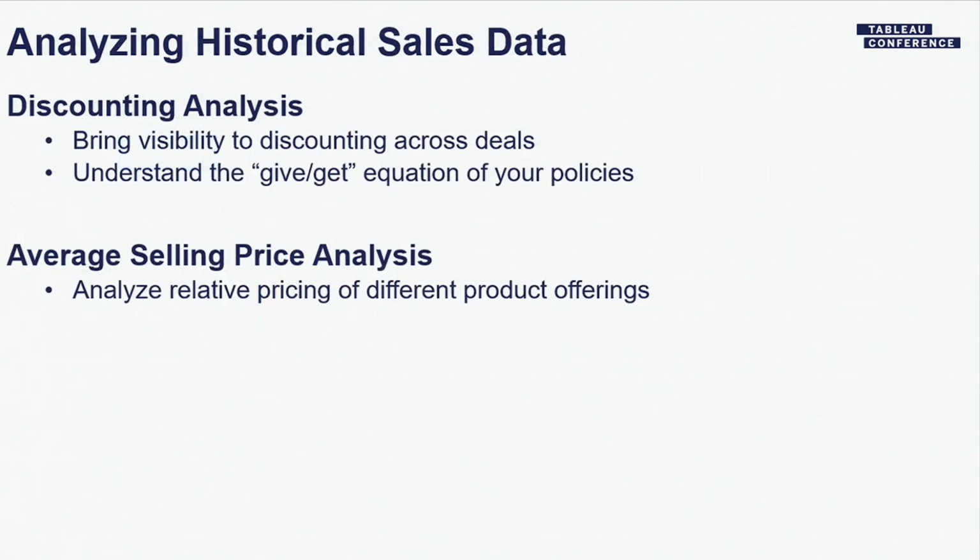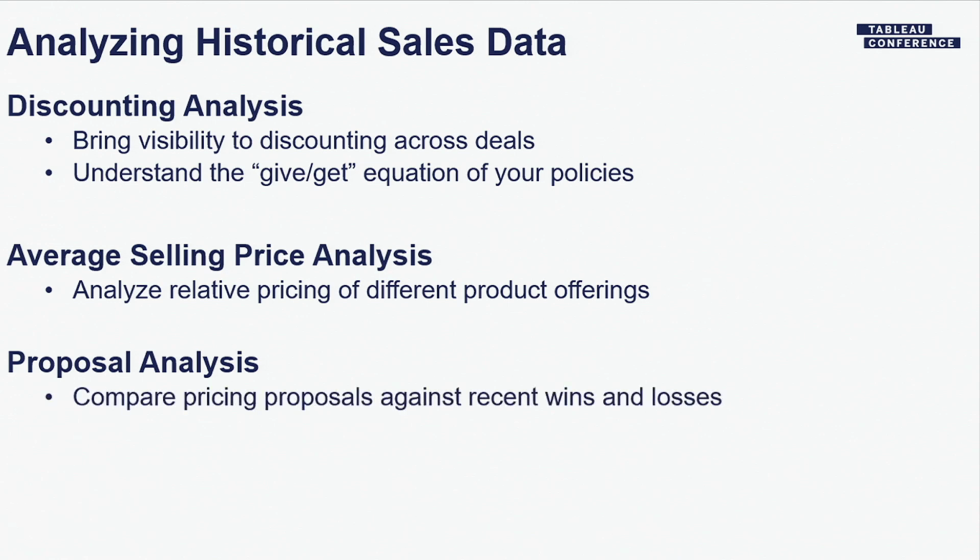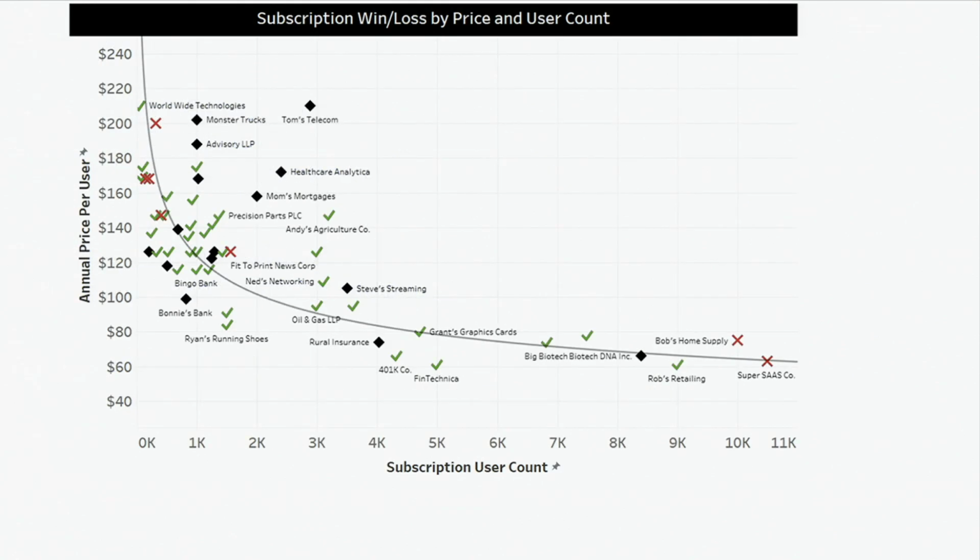The last view we're going to look through today is proposal analysis, comparing pricing proposals against recent wins and losses. Here's this last dashboard. Again, another scatter plot. This is at a transaction level. And on the y-axis, we have the annual price per user, or seat. And on the x-axis, we have the deal size. Now imagine this is for a company that's looking at its biggest transactions.